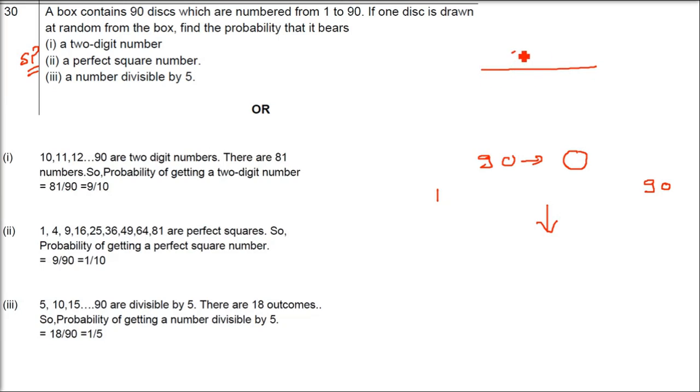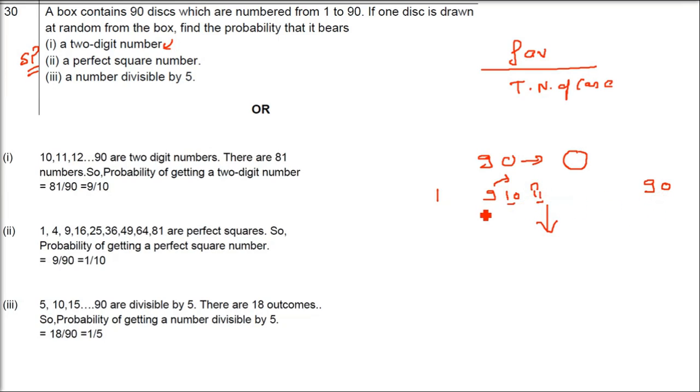Please remember, probability means the number of favorable cases divided by the number of all possible cases. The division is the probability. Two-digit number: from 1 to 9 there are single digits, but after 9 it starts with 10. So 10 is the first two-digit number: 10, 11, 12, like this.